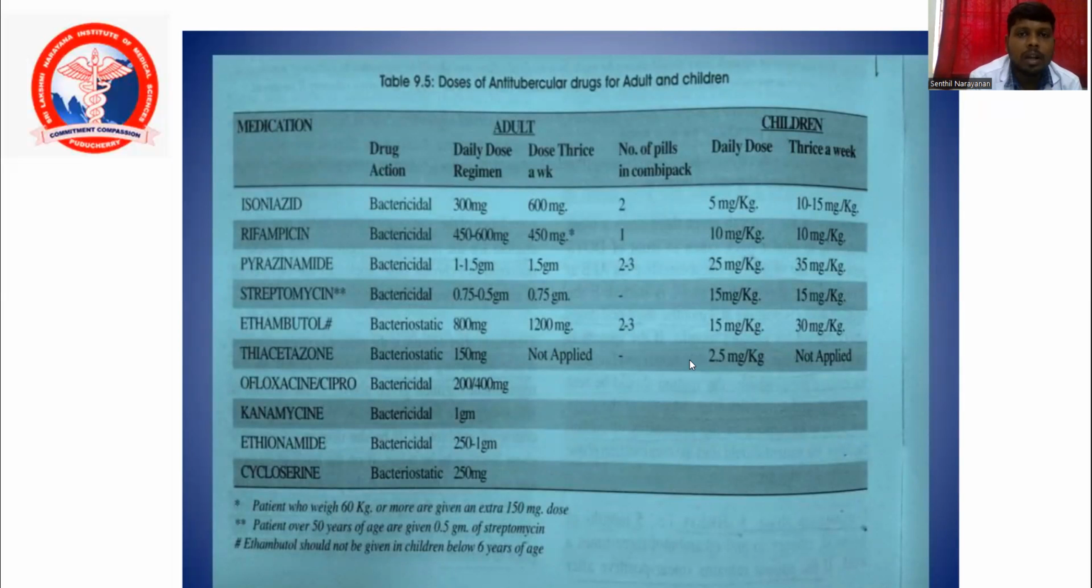So this is the dose of antitubercular drugs for adults and children. The isoniazid dose is 5 mg per kg, rifampicin dose is 10 mg per kg, pyrazinamide is 15 mg per kg, streptomycin is 15 mg per kg, and ethambutol is 15 mg per kg.